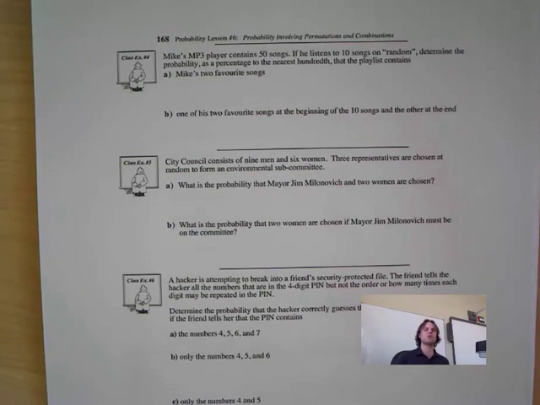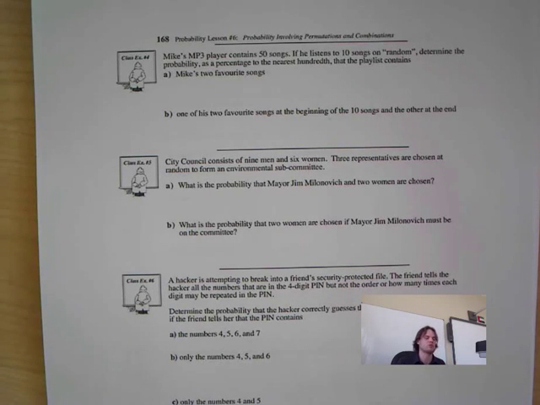So, example 4 says, My Uncle Theory player contains 50 songs. If he listens to 10 songs at random, determine the probability as a percentage to the nearest hundredth that the playlist contains Mike's 2 favorite songs. So, we're looking at this. Does order matter in this first one? It just wants his 2 favorite songs.